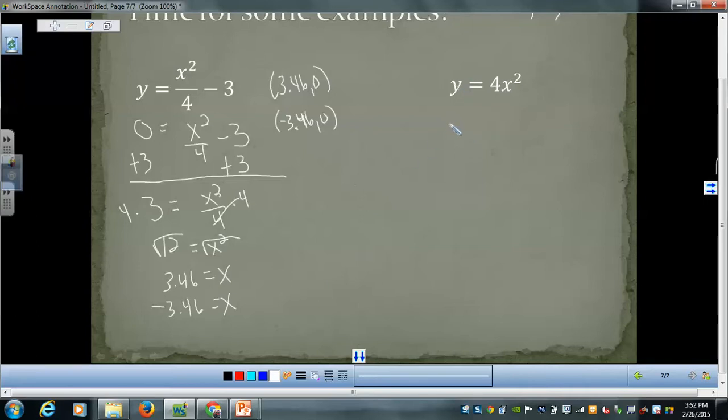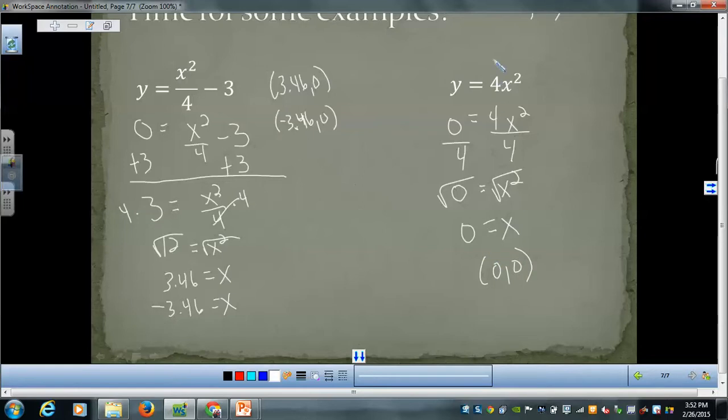Once again, we're going to start by plugging 0 in. Now notice there's no extra constant out here, so I can go right to dividing by 4. So I get 0 equals x squared. I take the square root, and there's only one number times itself that will be 0, and that is 0 times 0. So this is an example of only having one x-intercept. In this case, it's going to be (0, 0), which is the origin.